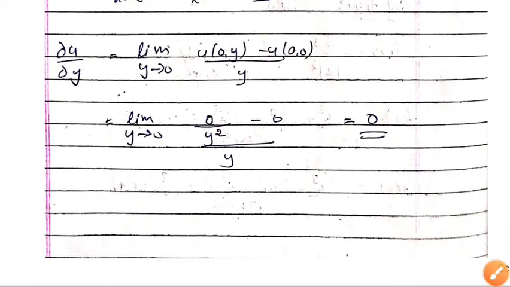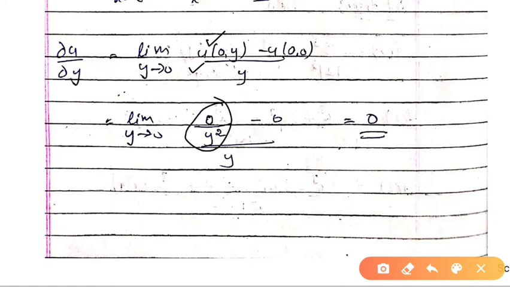In the same way you have to find del u upon del y. The formula is limit y tends to 0, u of 0, y minus u of 0, 0 upon y. So first you put 0 in place of x and y will be as it is. You get here 0 upon y square, and when you put x and y both 0, you get here 0, and this y is as it is. So the numerator portion is wholly 0, so your answer will be 0.